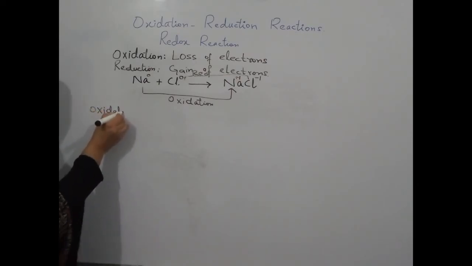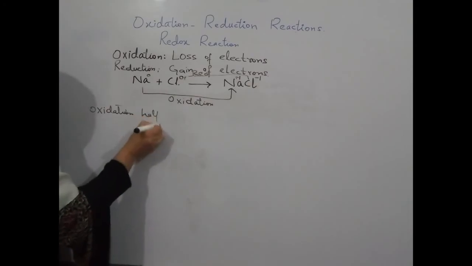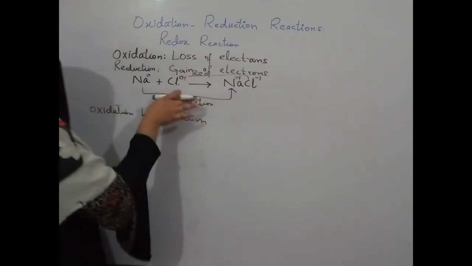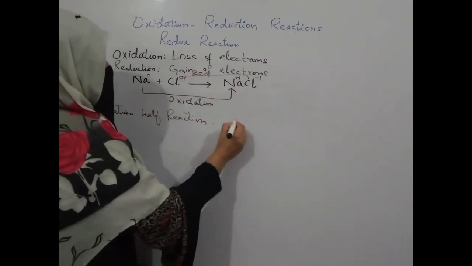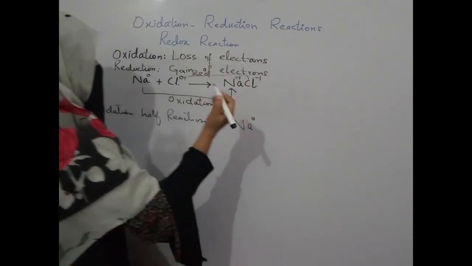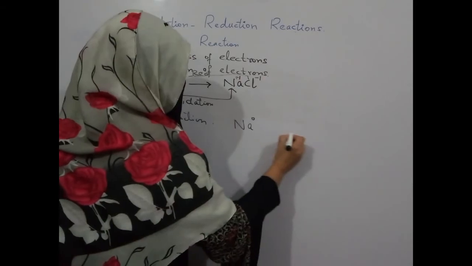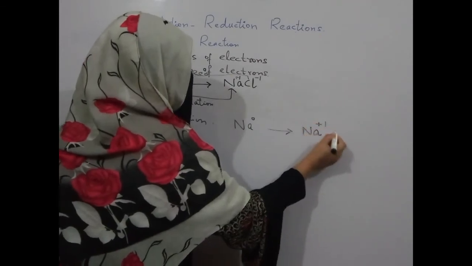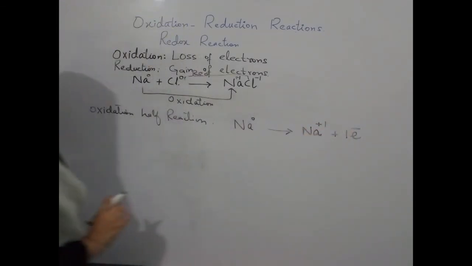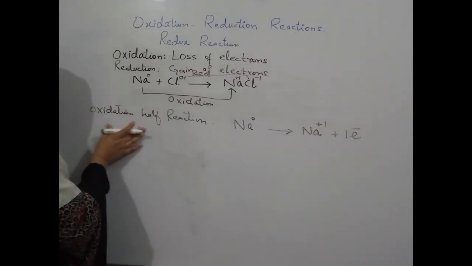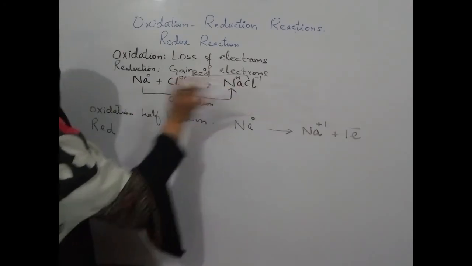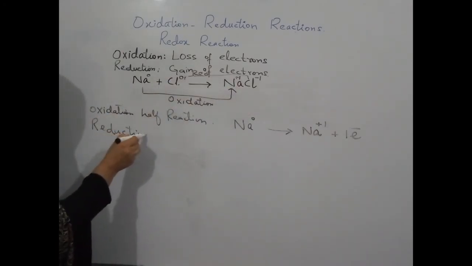This whole chemical equation basically consists of two half reactions: oxidation half reaction and reduction half reaction. What is occurring in the oxidation half reaction? Sodium is losing 1 electron. So it is the oxidation half reaction. The second is reduction. So it is the reduction half reaction.